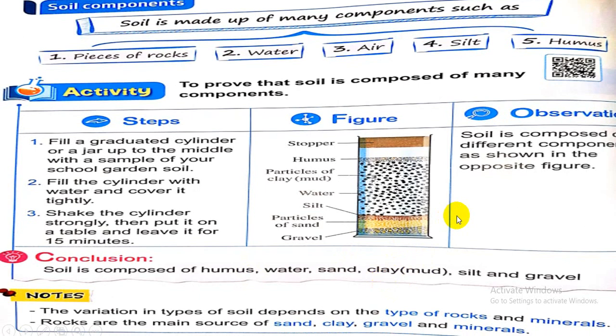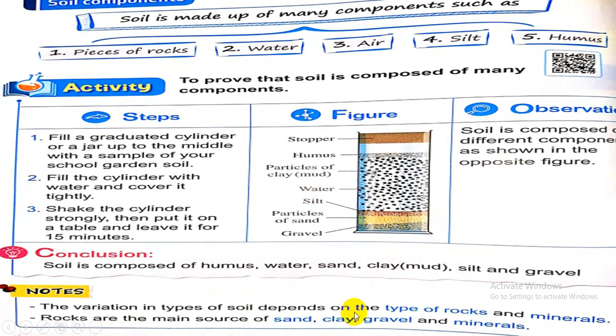The variation in types of soil depends on the type of rocks and minerals inside this soil. Number 2, rocks are the main source of sand, clay, gravel and minerals. Rocks are the main source of sand, clay, gravel and minerals.